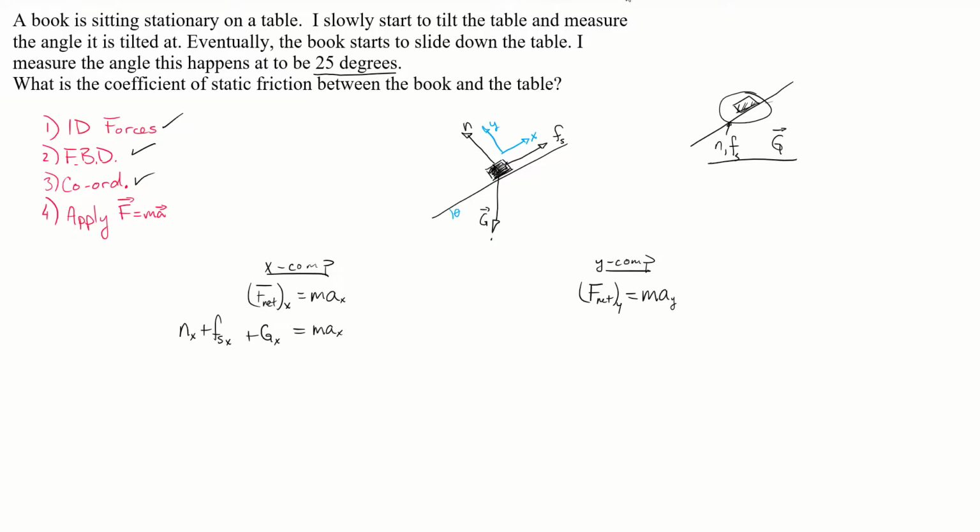The first thing is, what's the x component of the normal force? Well, x in our coordinate system is up and down the ramp, and the normal force is perpendicular to that. So there is no component of that normal force in the x direction. So that's just 0, right?